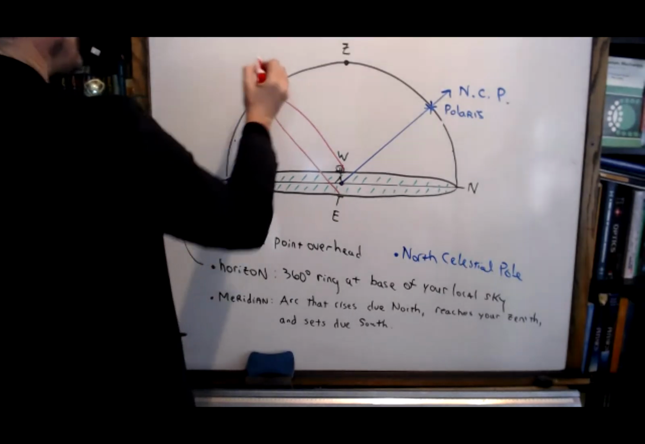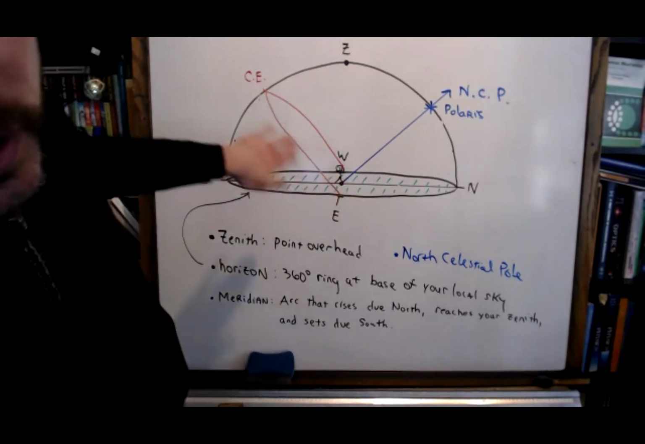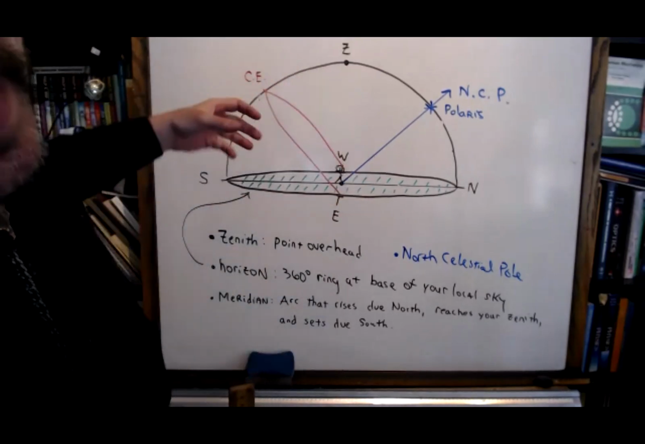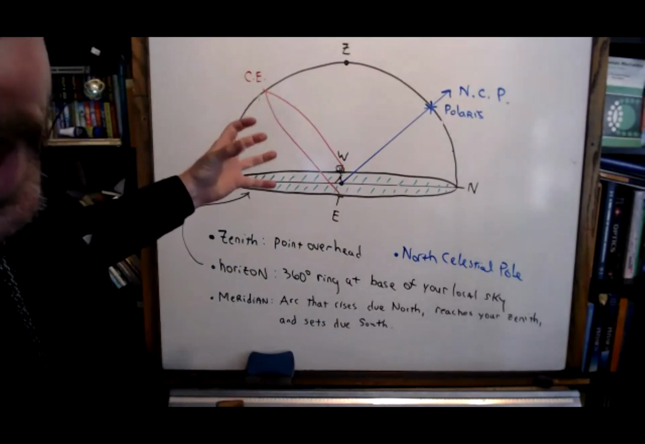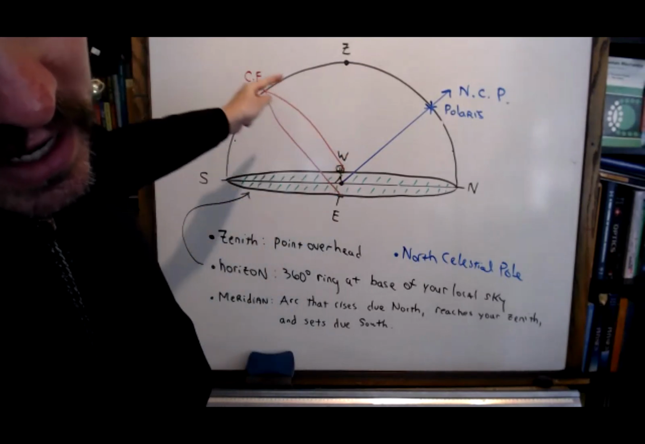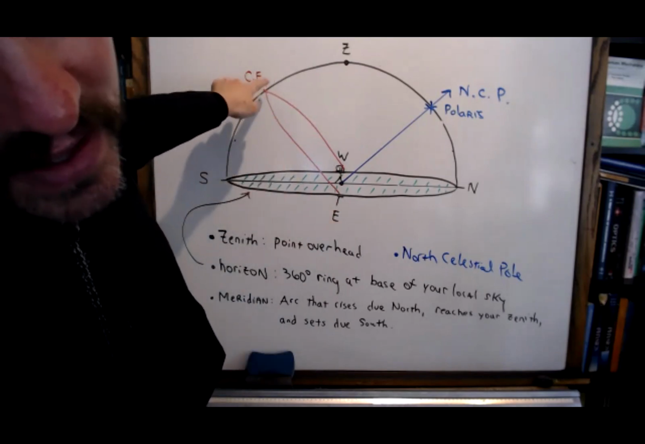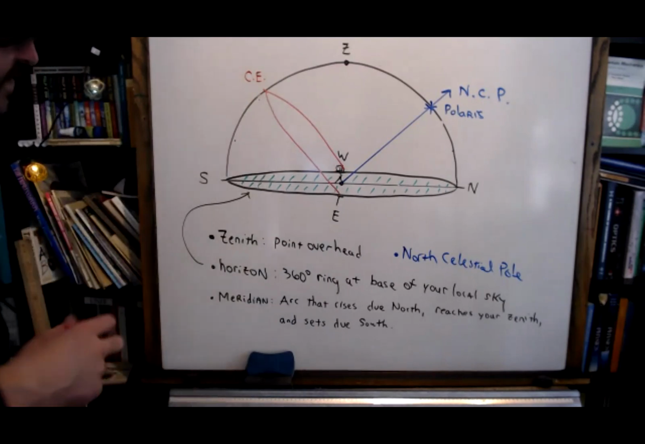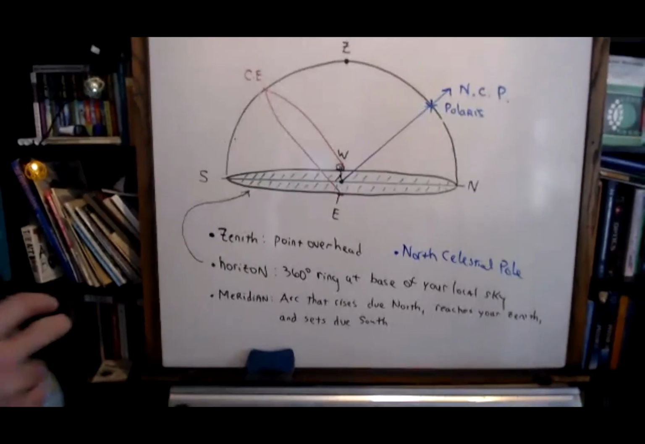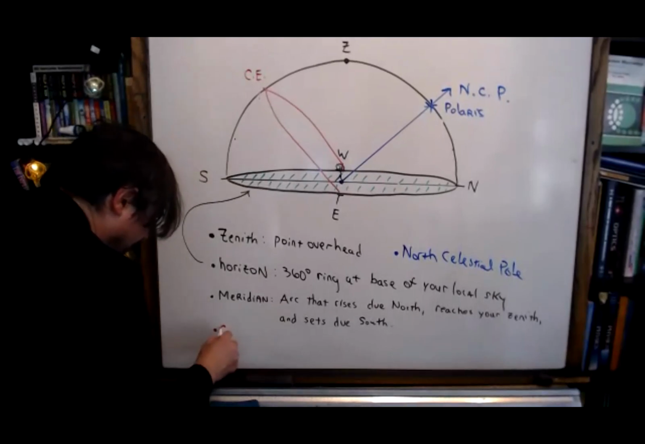Label this CE for your celestial equator. The celestial equator, which a moment ago I defined as the projection of Earth's equator onto the sky, cuts through your local sky in a horseshoe that runs east to west. And in Rhode Island's case, it cuts through the southern sky. This is another fundamental position of the celestial sphere. So the celestial equator.